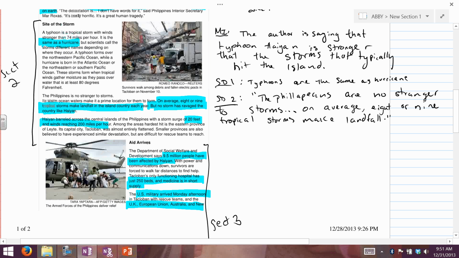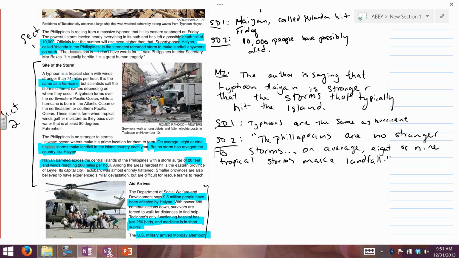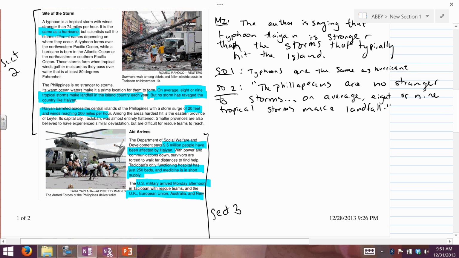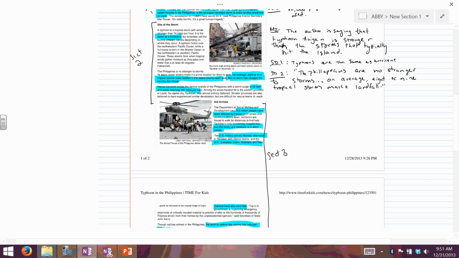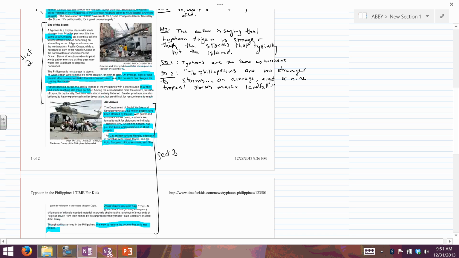So the Philippines are no stranger to storms. On average, 8 or 9 tropical storms make landfall. I think that's nice. Those two things support the fact that the author is trying to say that Typhoon Haiyan is stronger than the storms that typically hit the island. I think that's clear. I think that's consistent. I think we're ready to go. Let's go to section 3 now. Are we ready? Okay, here we go.